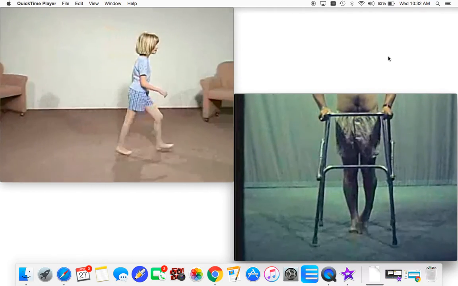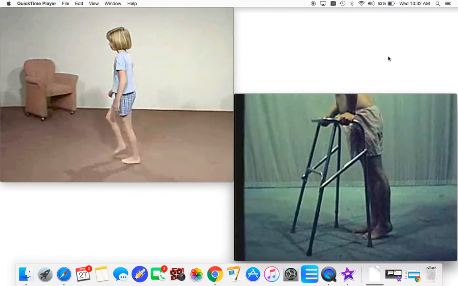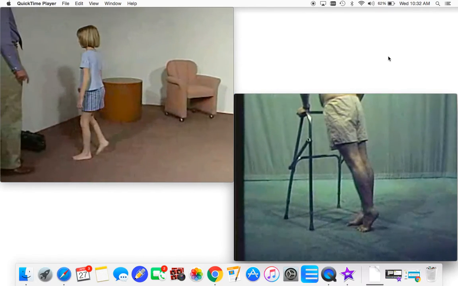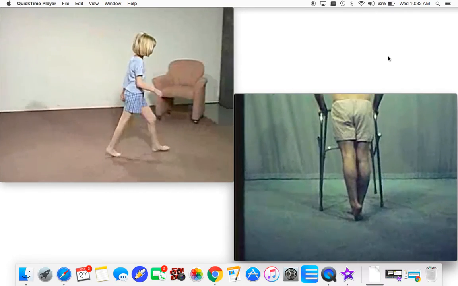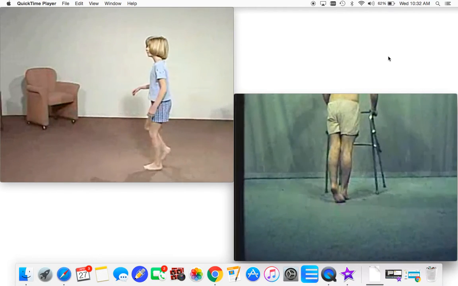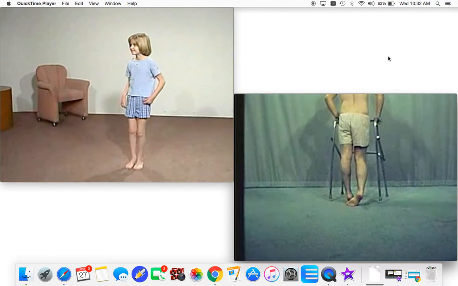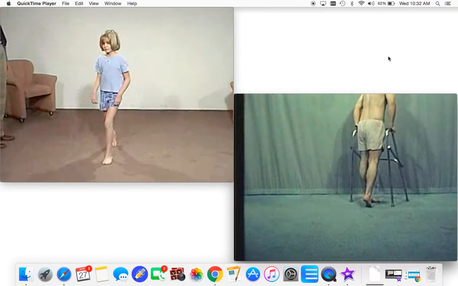He has toe drag during swing phase. Toe drag happens when there is failure to dorsiflex the ankle to a neutral position for adequate clearance during swing phase. The ankle dorsiflexors are likely to be weak, and as you can see, he never picks up his entire foot off the ground. So next we saw that both of these subjects exhibited forefoot initial contact instead of initial contact with the heel.